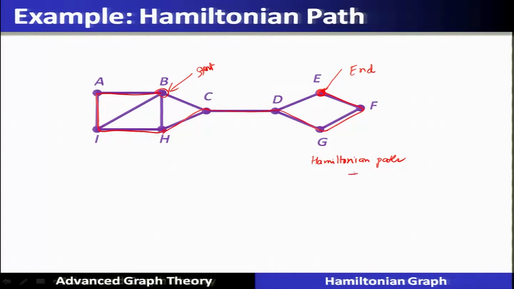The Hamiltonian path which we have identified here is B, A, I, H, C, D, G, F, E. So, this particular path has touched all the vertices. That means it covers all the vertices once. Hence, it is called a Hamiltonian path.